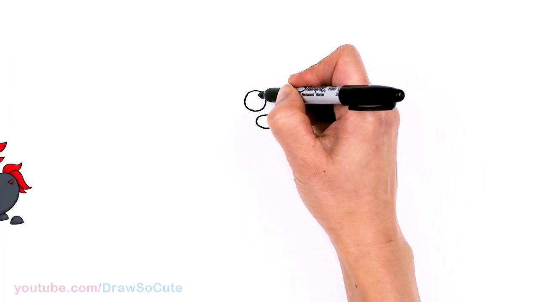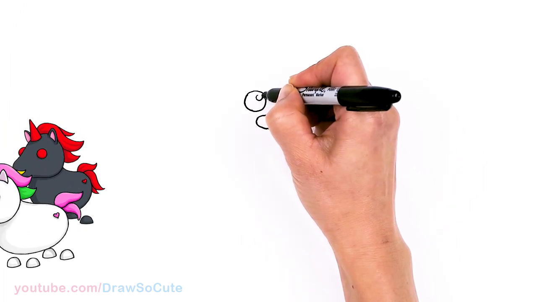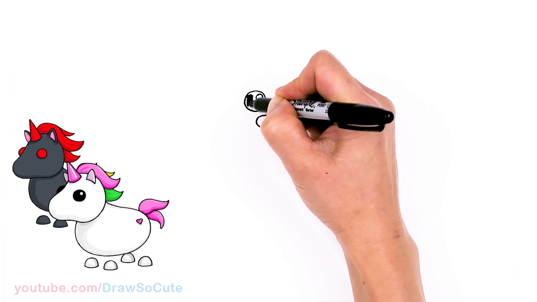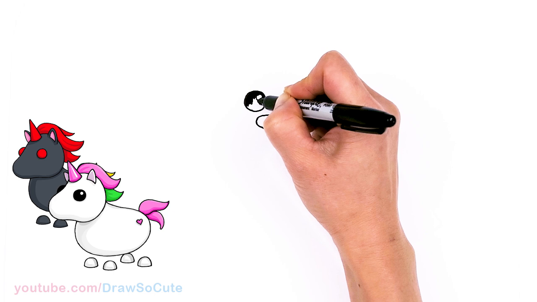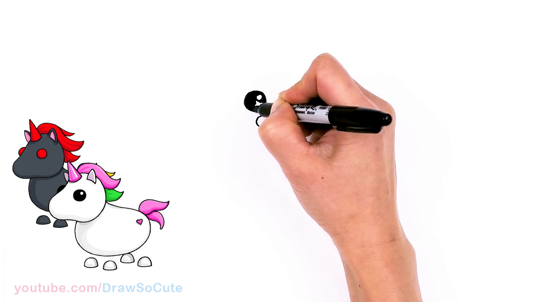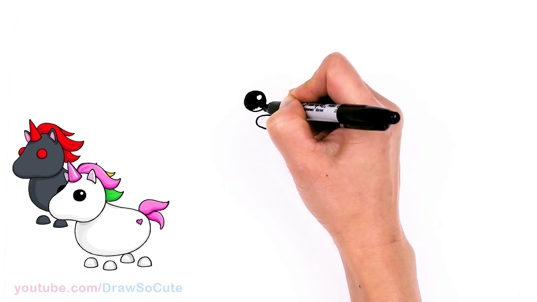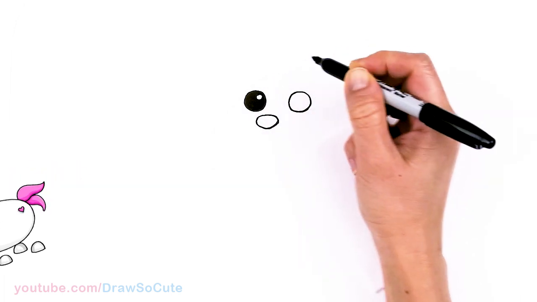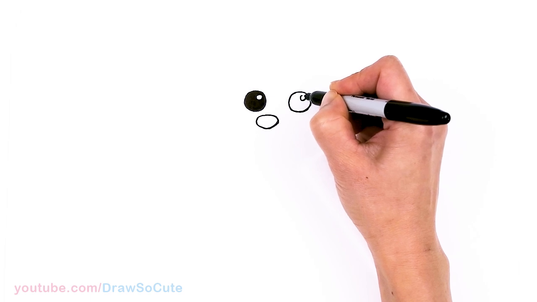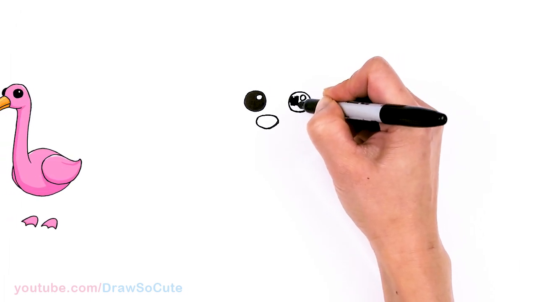So now for some details, let's come right here. I'm just going to give a little highlight and then shade this all in black for the eye. So I really hope this helps you to figure out the face here for the kangaroo. And same thing here. So just another highlight in the same area and then shade it in.